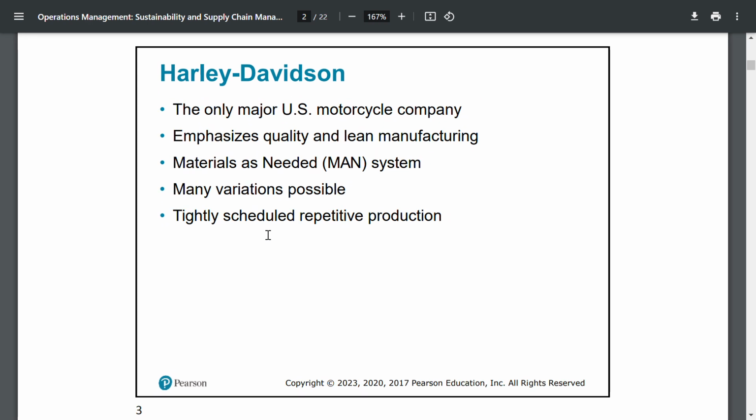And there are many variations that are possible. For every motorcycle, there are many variations, and there is a tightly scheduled repetitive production. So it's a repetitive type of production. We're going to cover all of these types. There are different types and different ways in which we can produce items and materials.